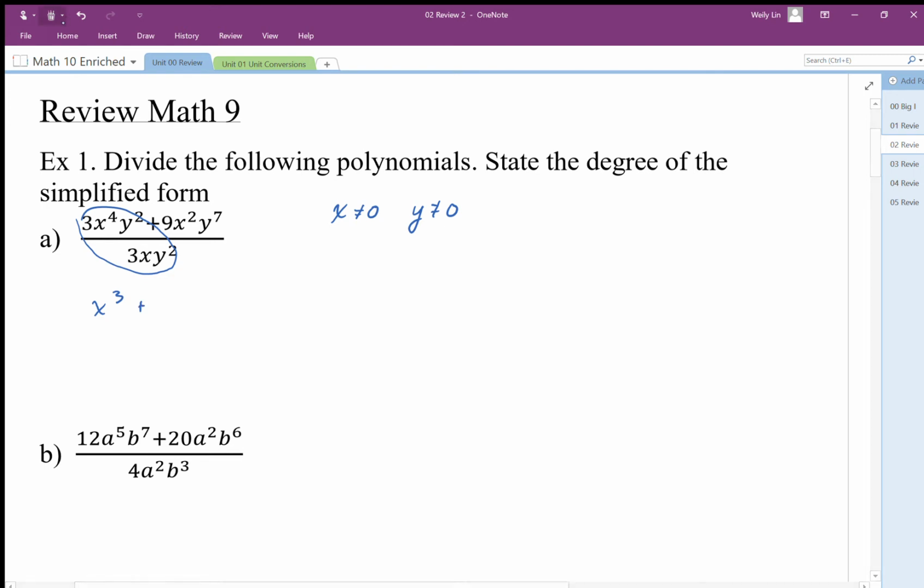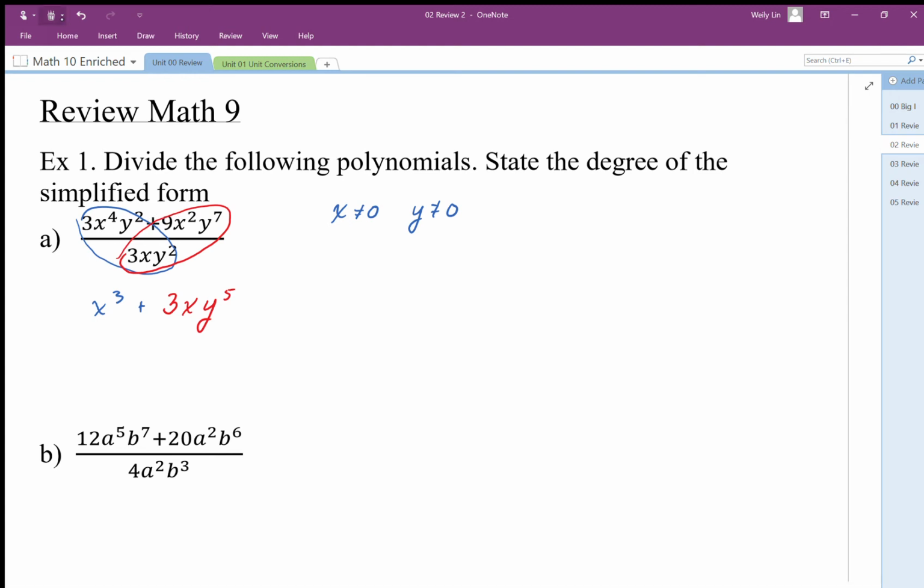Plus, then we distribute this division over here. So we're going to divide numbers with numbers, x's with x's. Here we're going to end up with 9 divided by 3 is 3. x squared divided by x gives us 1x. y^7 divided by y squared gives me y to the power 5. So when we divide these polynomials, you have to remember that this divisor needs to be applied to all the terms in that polynomial.